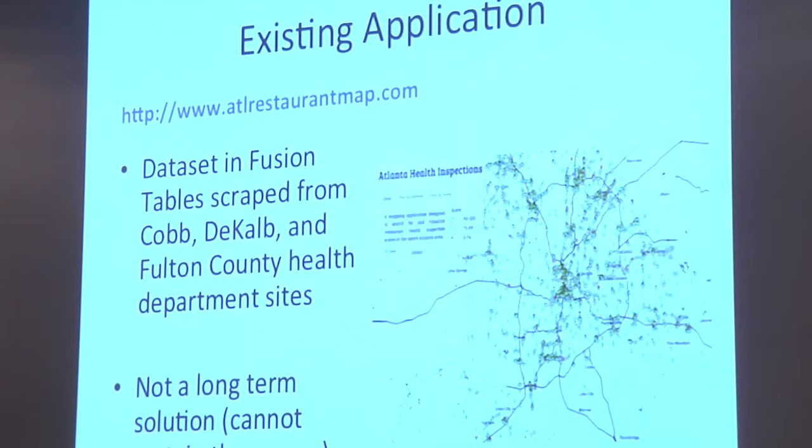But then again, the problem is there's a way to update the data, but it involves scraping the website. It's not really a long-term solution for an application. And the problem is every county varies. So I had to build separate scrapers for DeKalb, Fulton, and Cobb.